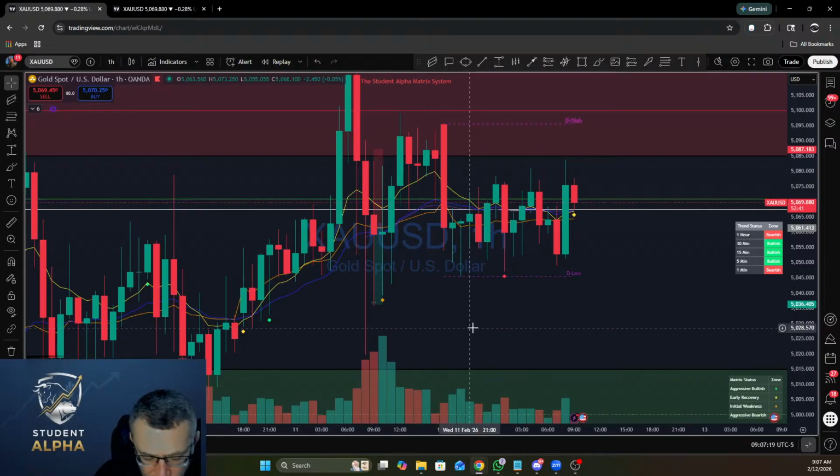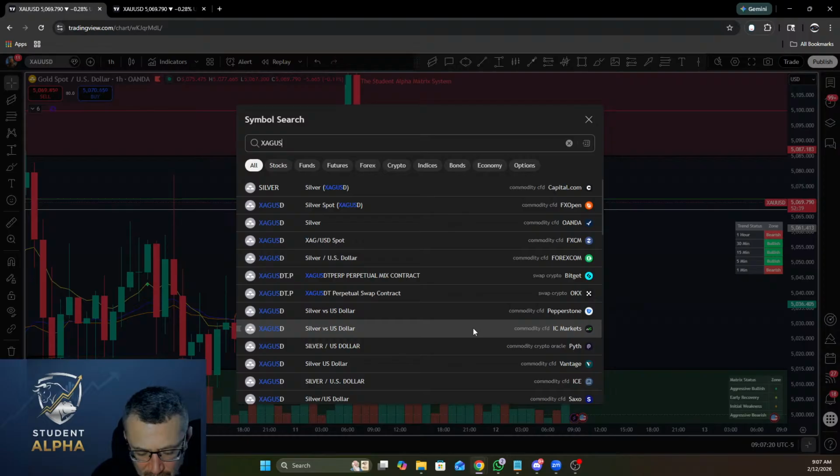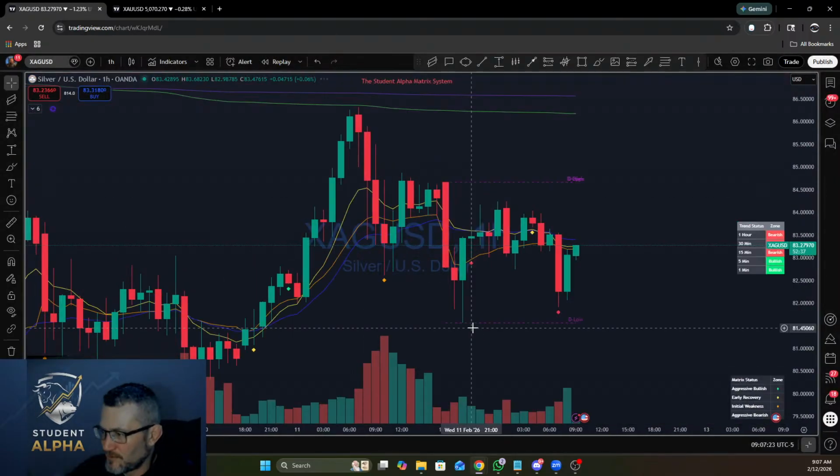Silver, for you guys that want to know silver, welcome, guys. Questions, tickers, tell them in the comment box. I'll get to them in just a second.